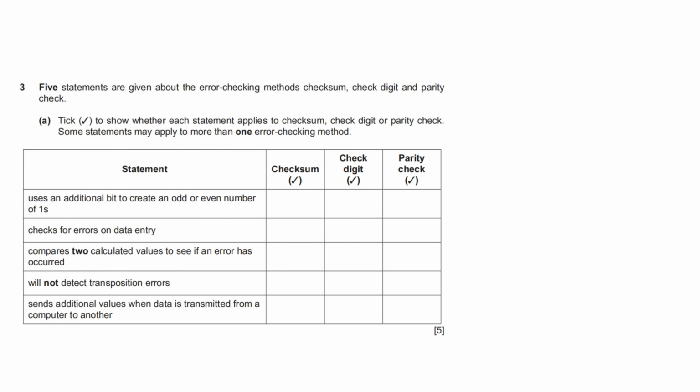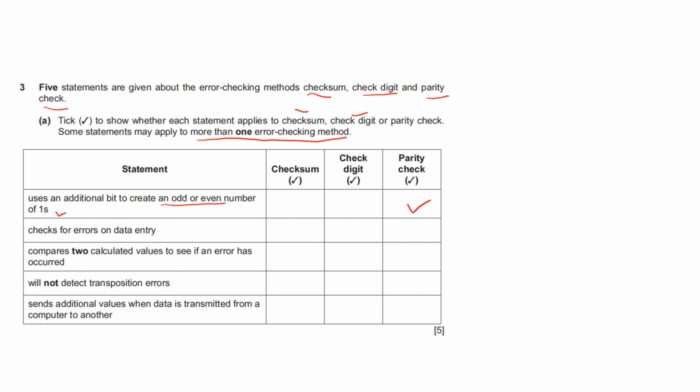Five statements are given about the error checking methods: checksum, check digit, and the parity check. Tick to show whether each statement applies to checksum, check digit, or the parity check. Some statements may apply to more than one error checking method. The first statement is "uses an additional bit to create an odd or even number of 1s." That is the parity check, because in the parity check we need to create an even or odd number of 1s.